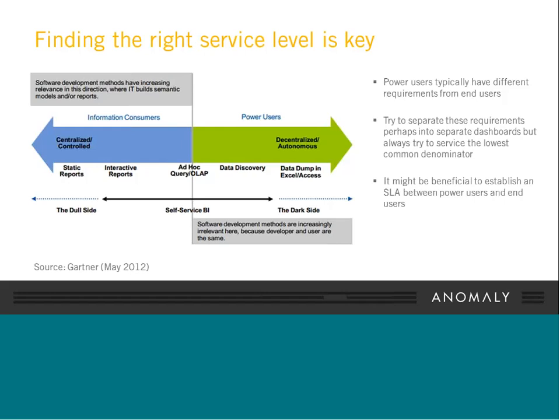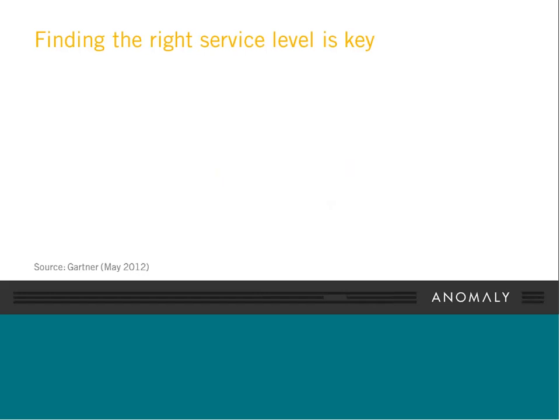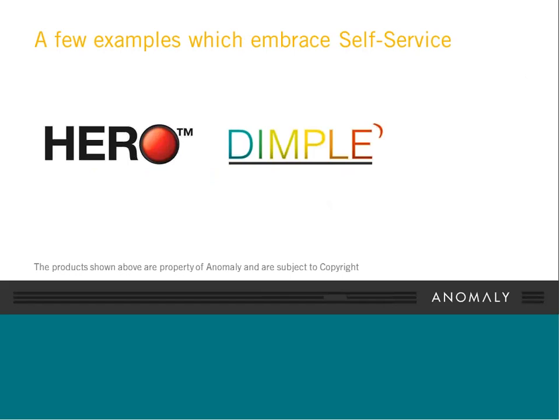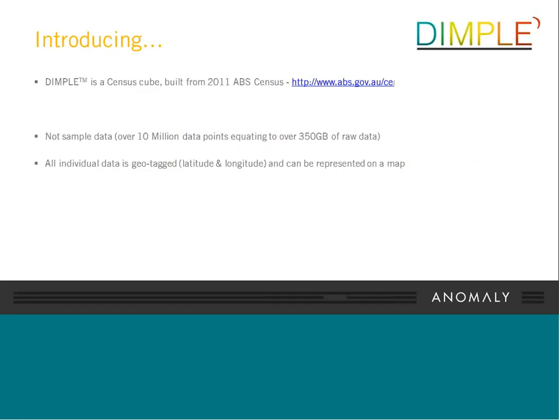So I'm now just going to cover off a few examples that I've built up as part of my experience that really embrace self-service. And the three products I'm going to show you are called Hero, DIMPLE, and Path. These are all built through my current employer, which is Anomaly. But I'm happy to share if there's any questions around these tools by contacting me with my details that I'll provide at the end of this presentation. So I'll just introduce each tool and then give a quick walkthrough of that tool.